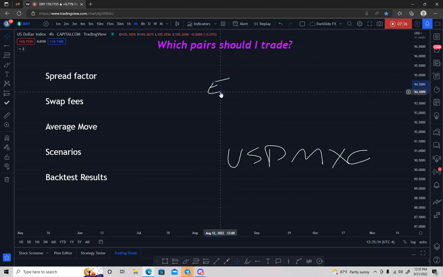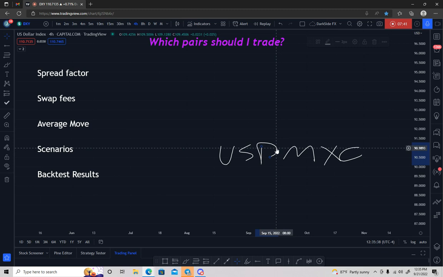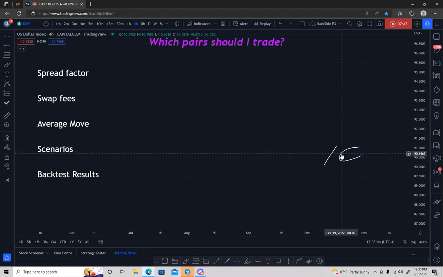The only reason why I will trade certain pairs is because they have more attractive spreads and stuff like that, which we mentioned before. So that's a big thing for me. You've got to trade scenarios that you're familiar with.